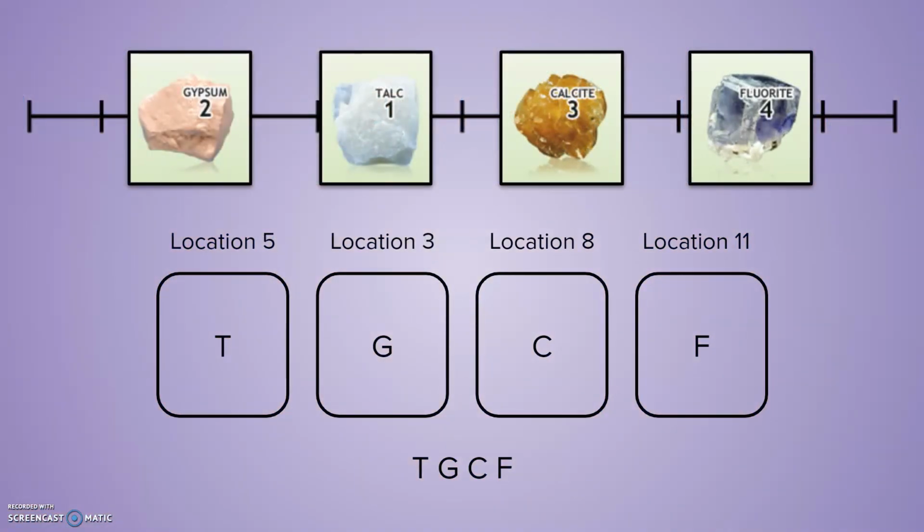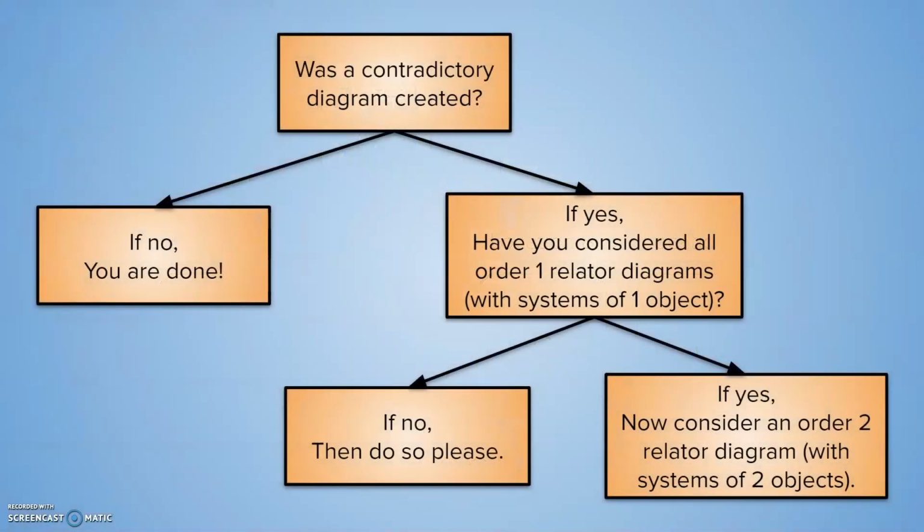Once the first relator diagram has been made, the following step is to use the relator diagram to try to create a contradictory diagram. The labels of the boxes can be changed, however, the number of boxes and the system locations cannot. The diagram pictured above is contradictory because it is an entirely different ordinal scale created using the relator diagrams below. If no contradictory diagram is created, then the relator diagram is complete.